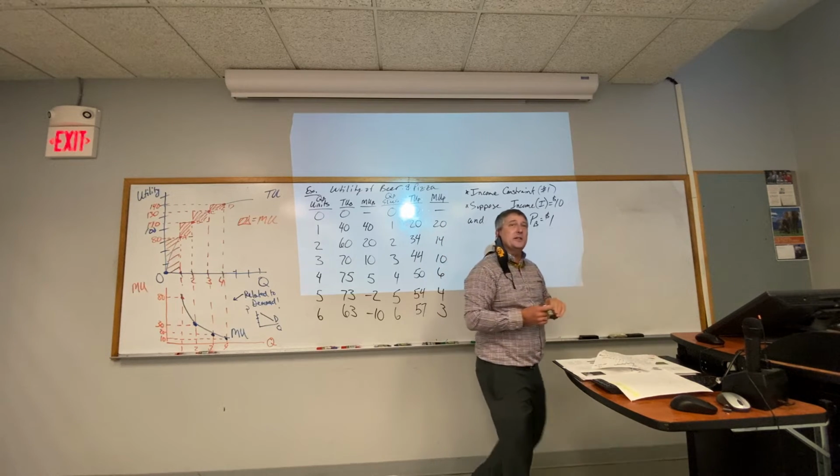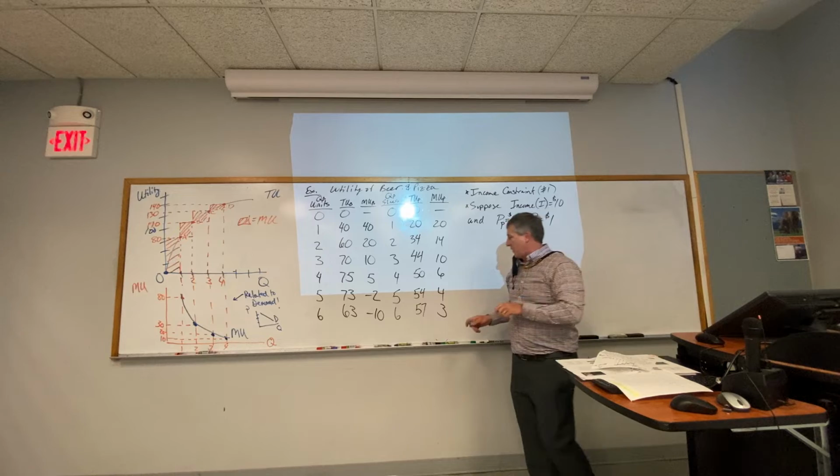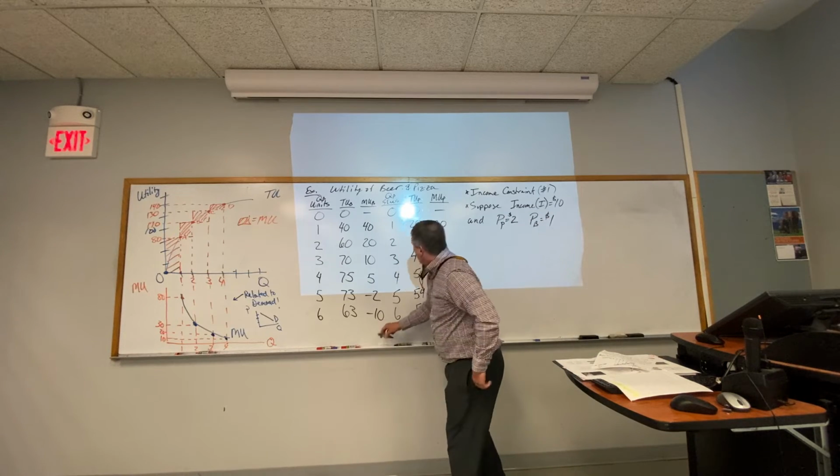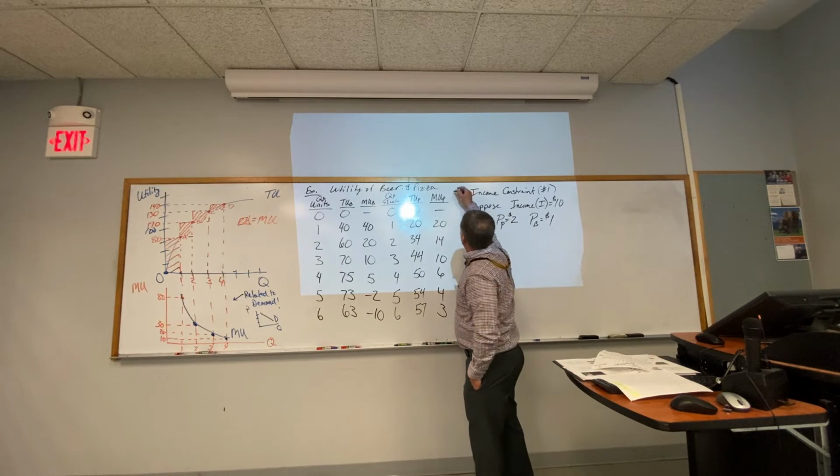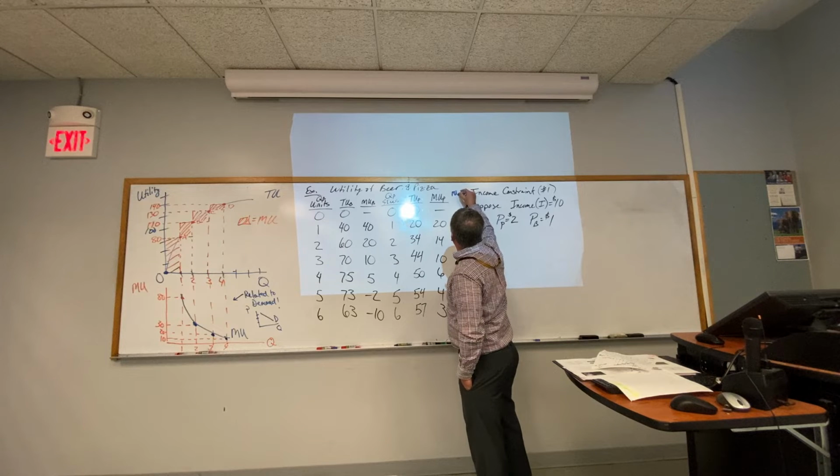So what we're going to do next is level the playing field and create a new column. Right next to this one, I want you to do marginal utility of pizza divided by the price of pizza.